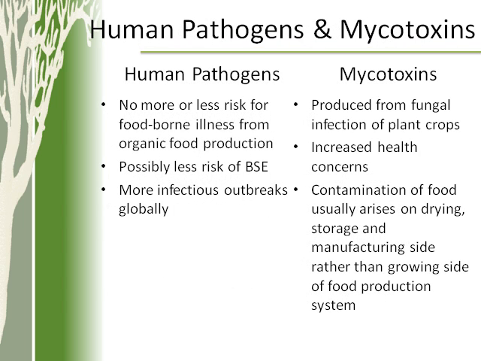There appears to be no more or less risk of foodborne illness or exposure to human pathogens from organic food production as compared to conventional. There is possibly less risk of mad cow disease in organic production since there are no recorded cases of bovine spongiform encephalopathy in any animals born and reared organic in the United Kingdom. More infectious outbreaks occur globally in general due to improper processing, packaging, and handling of foods before and after purchase or during preparation, more virulent bacterial strains emerging, and international food trade.